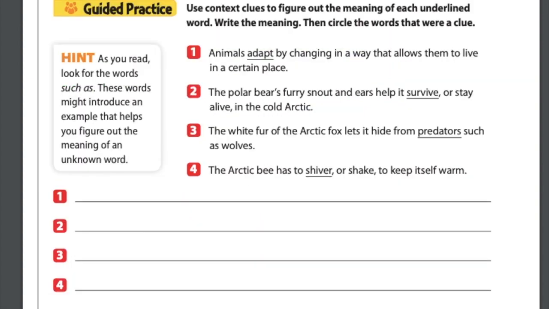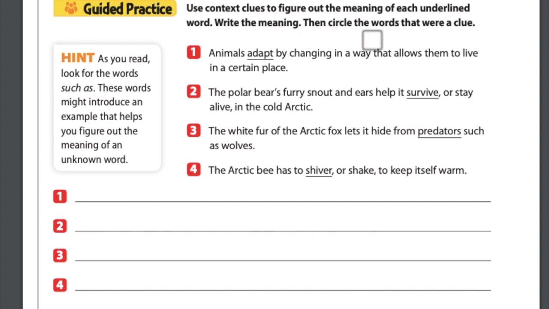So now let's go ahead and look at some practice together. It's always nice when they provide a little hint that gives you clues as you're going along. It says, as you read, look for the words such as. These words might introduce an example that helps you to figure out the meaning of an unknown word. So, the instructions say, use context clues to figure out the meaning of each underlined word. Write the meaning, then circle the words that were a clue.